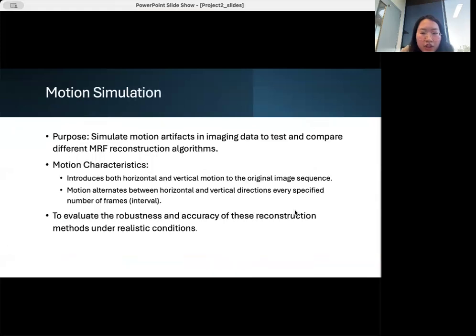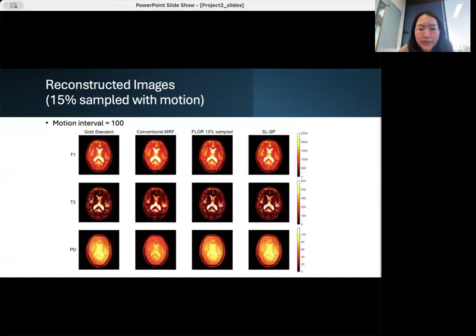Then we simulated motion artifacts in imaging data to test and compare different MRF reconstruction algorithms. In this process, we introduced both horizontal and vertical motion to the original image sequence, and motion alternates between horizontal and vertical directions every specified number of frames. That's because we aim to evaluate the robustness and accuracy of these reconstruction methods under realistic conditions. And here's the result of motion simulation.